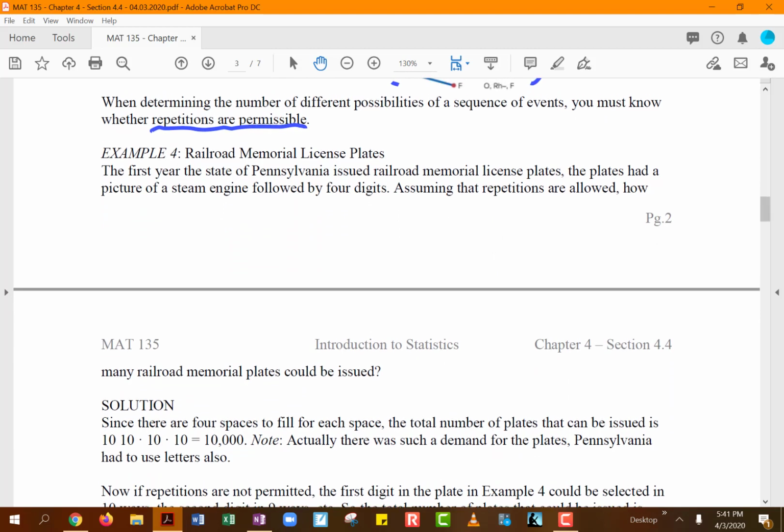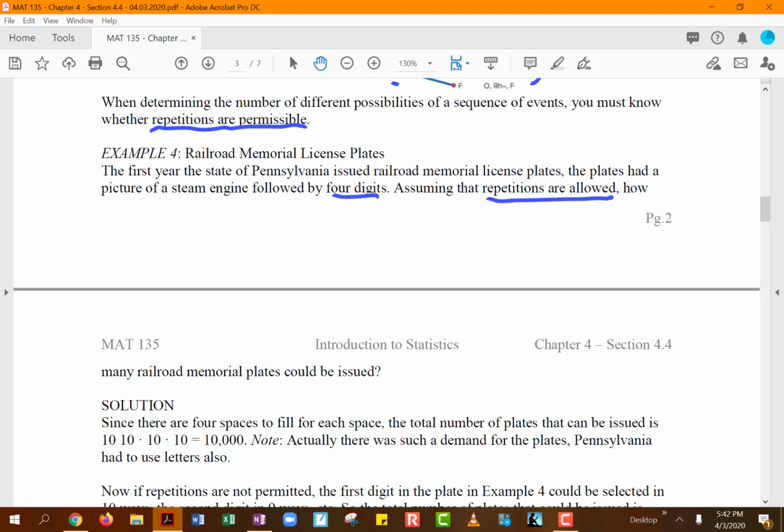So they are talking about the first year the state of Pennsylvania issued railroad memorial license plates. The plates had a picture of a steam engine followed by 4 digits. Okay, so they are saying, assuming that repetitions are allowed, how many memorial plates could be issued? So basically, if you think about this, we are saying you have this picture of the steam engine, and then you have 4 digits after that.